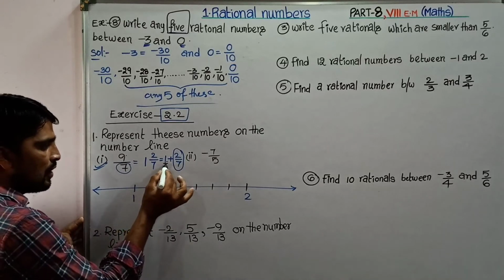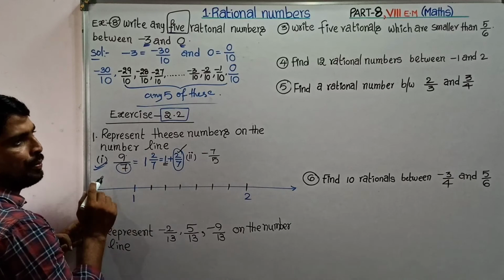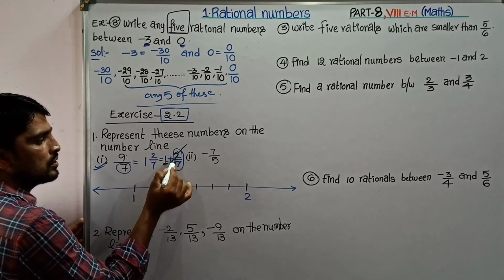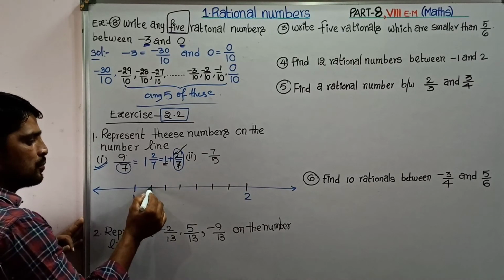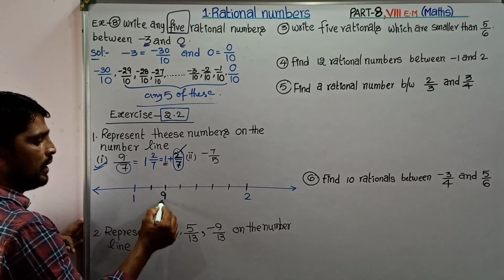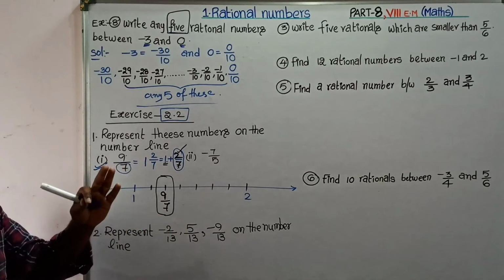After the 1 on the number line, we have to choose the second part out of 7 equal parts. So this is the first part, this is the second part. So this is 9 by 7. So 9 by 7 lies between 1 and 2.